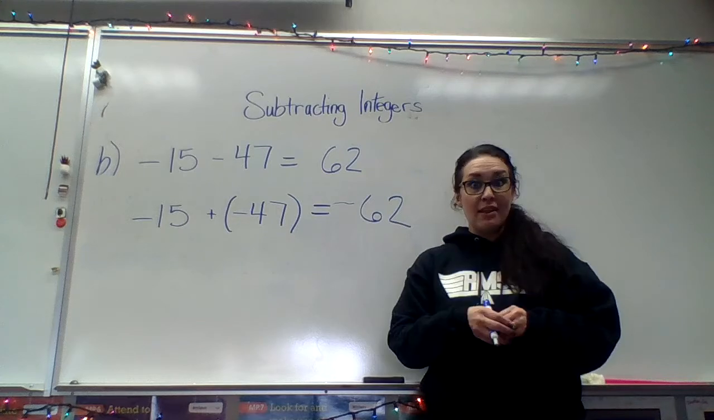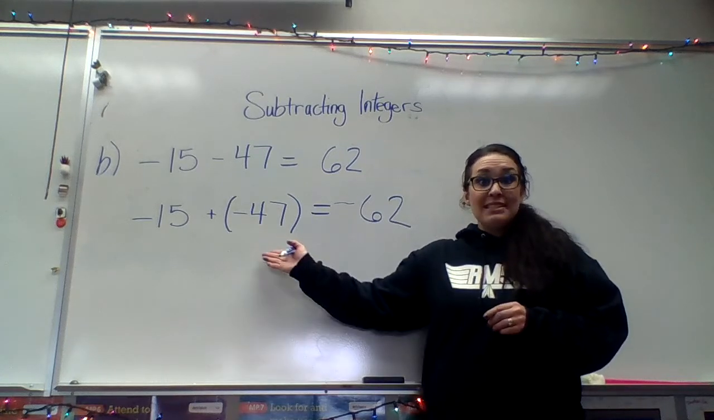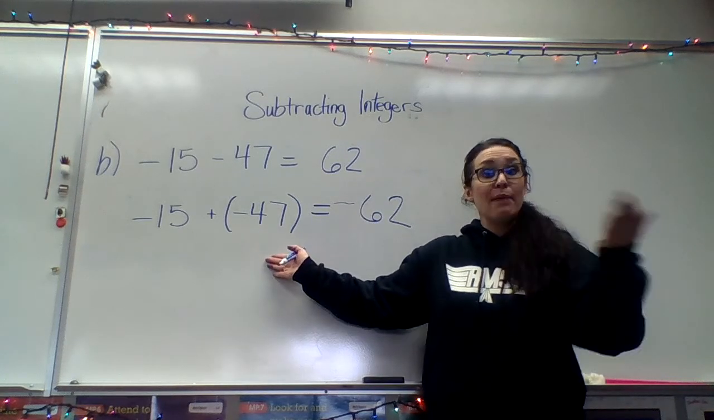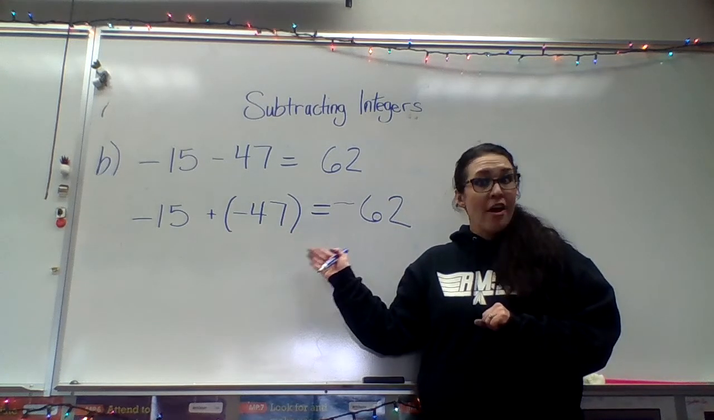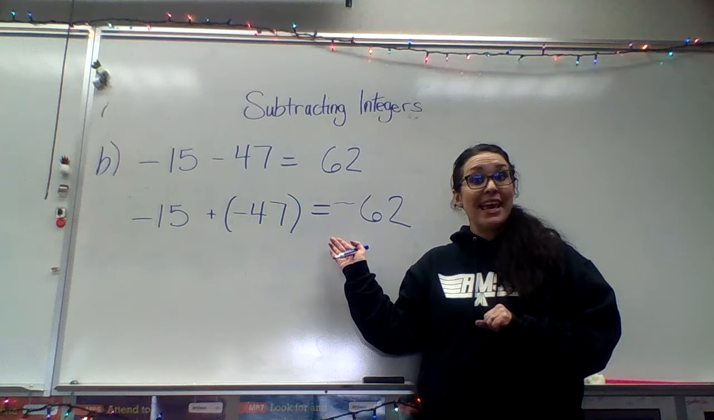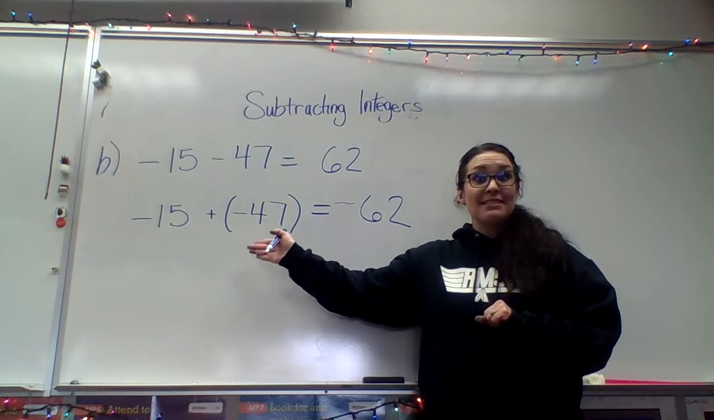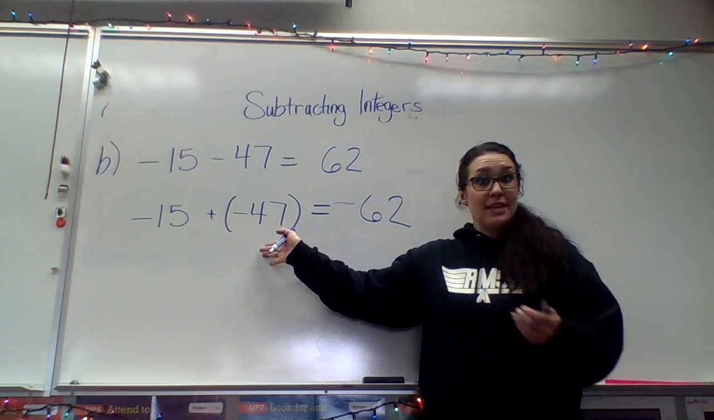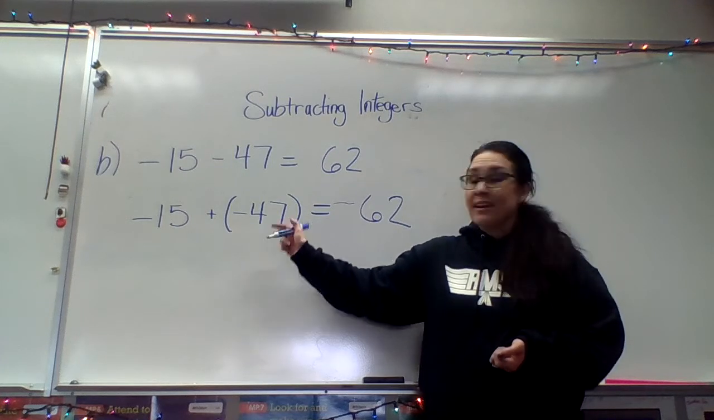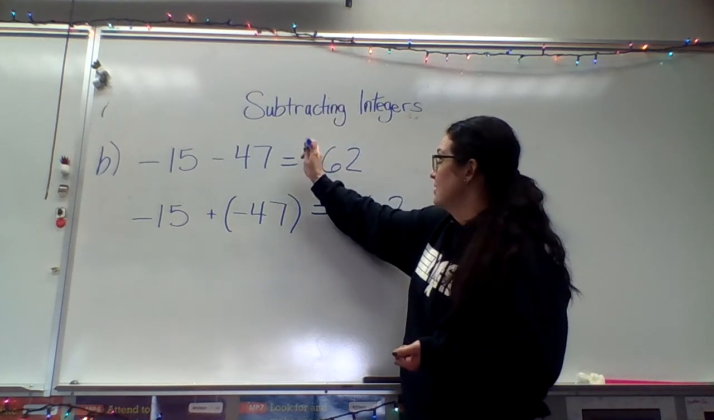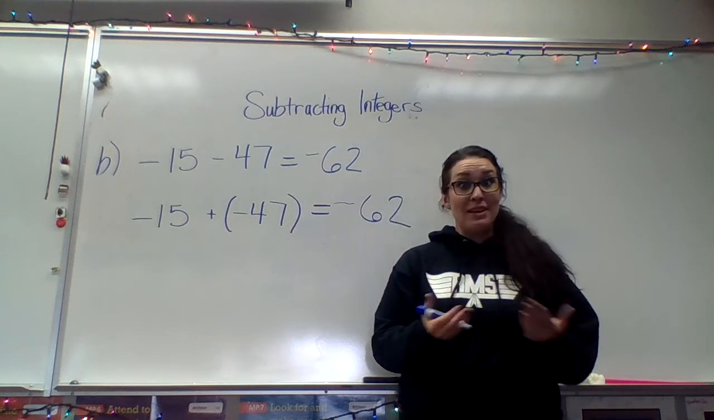We could also think about it like this. 47 is the highest absolute value between these two terms. Therefore, our answer is going to have the same sign as the number that had the largest absolute value, in this case 47. Since 47 is negative, that also tells us that 62 will be negative.